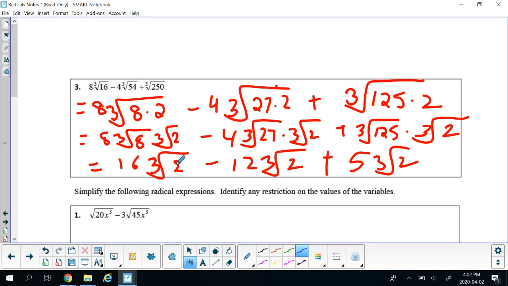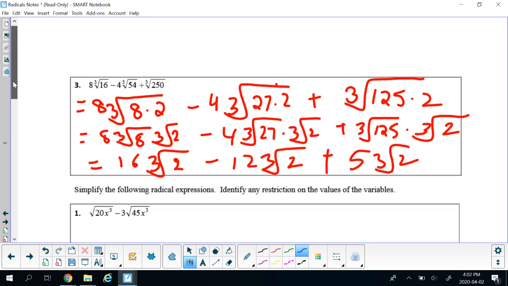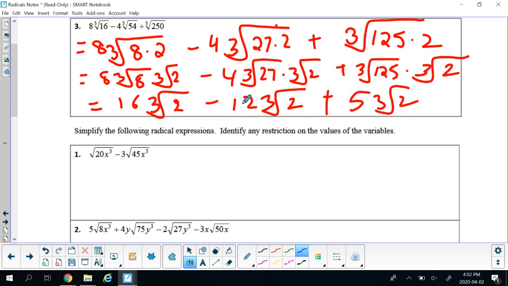So you can see here, all the three terms have the same radicand, so we can simplify these three terms. So 16 take away 12 plus 5 is 9. So this is equal to 9 cube root of 2. So this is your answer.